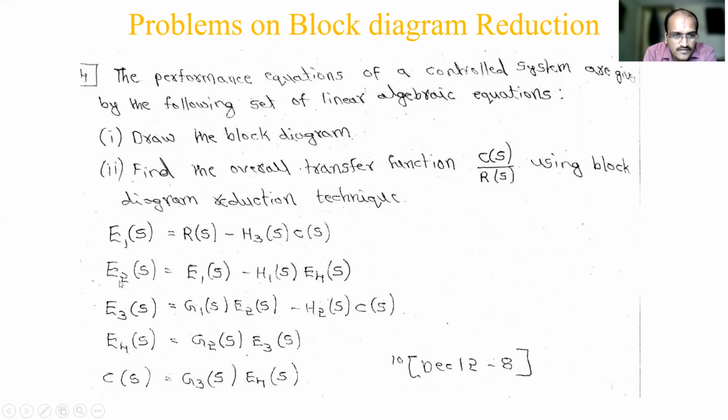Then the output of the second summing point, E2 of S, is given: E1 of S minus H1 of S, E4 of S. Then E3 of S is given: G1 of S into E2 of S minus H2 of S into C of S. And E4 of S is equal to G2 of S, E3 of S. Then C of S is equal to G4 of S, G3 of S into E4 of S.